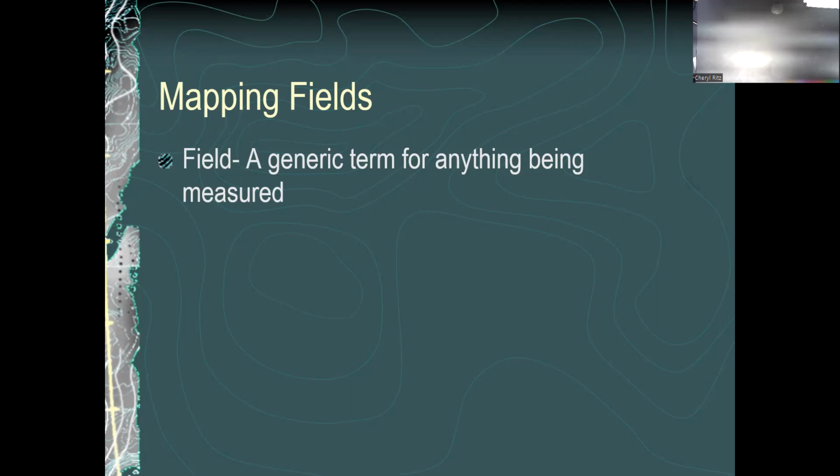So the field could be this classroom, or this hallway, or the whole school, or the whole district of Pioneer, from one edge of the district to the other, or it could be all of New York State. All of those things could be a field. So it's whatever you decide to make a map or take a picture of. Everybody good with field? Did you write this in your notes?